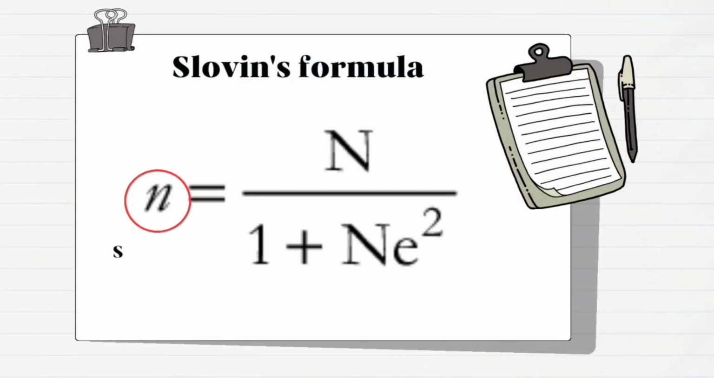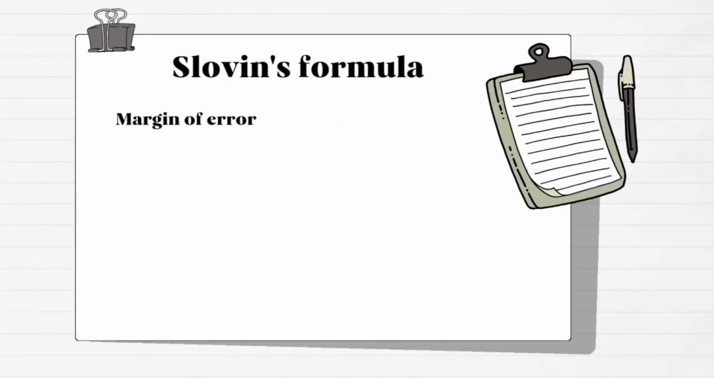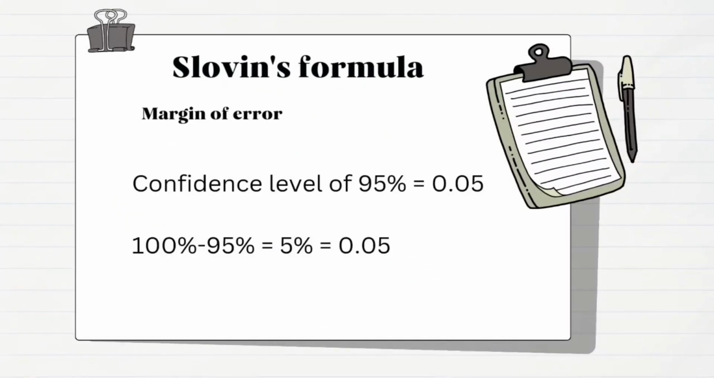The small n represents the sample size, the big N is the population size, and e is the desired margin of error. 0.05 margin of error is commonly used sa field ng research. It strikes a balance between precision and practicality. It provides a reasonable level of accuracy while keeping the sample size manageable.